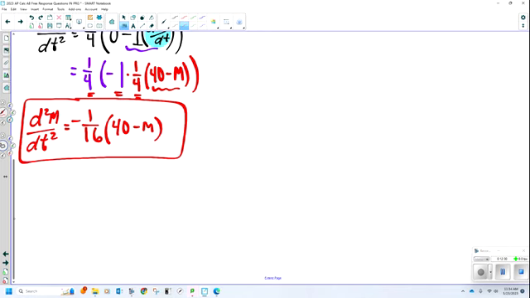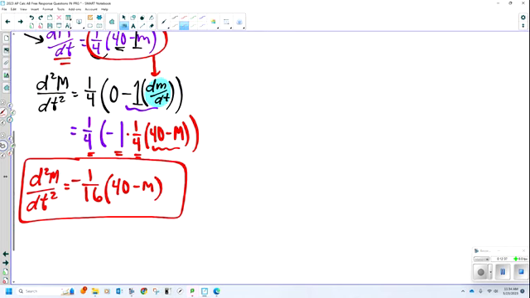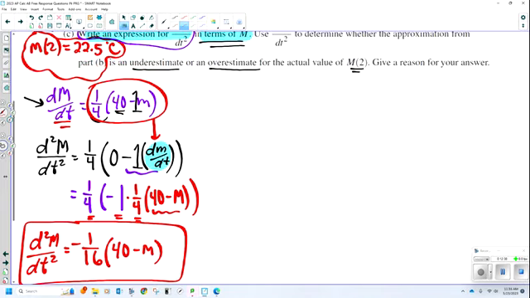Okay? Now, the second thing is based on the second derivative. Is it an overestimate or an underestimate? Okay, we are now officially right here. We've got to answer the second part. So is this 22.5 an overestimate or an underestimate? Well, if you did not look at part A, we had to graph.